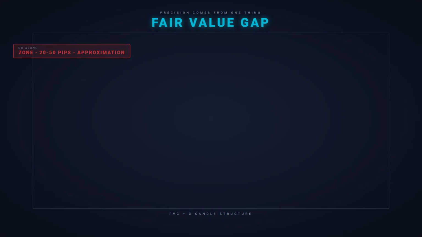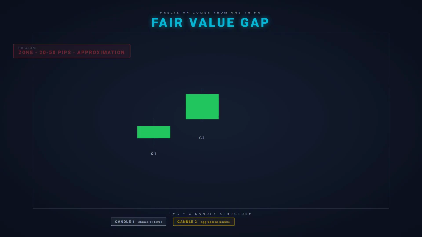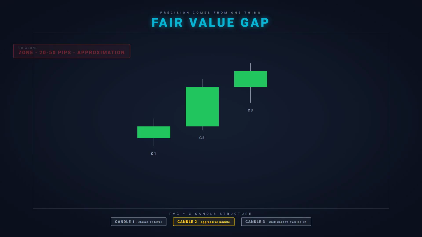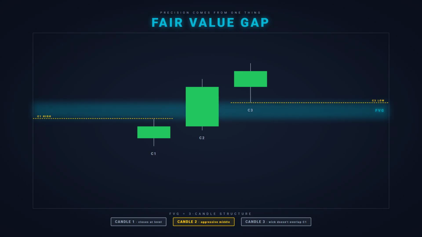A fair value gap is a 3-candle structure. Here's the mechanical definition. Candle 1 closes at a certain level. Candle 2, the middle candle, moves so aggressively in one direction that when candle 3 forms, its wick doesn't overlap with candle 1's wick. That gap between the high of candle 1 and the low of candle 3 is the fair value gap. That is a range of price that was never properly traded. Price blew through it so fast that buy orders and sell orders never met inside that zone.